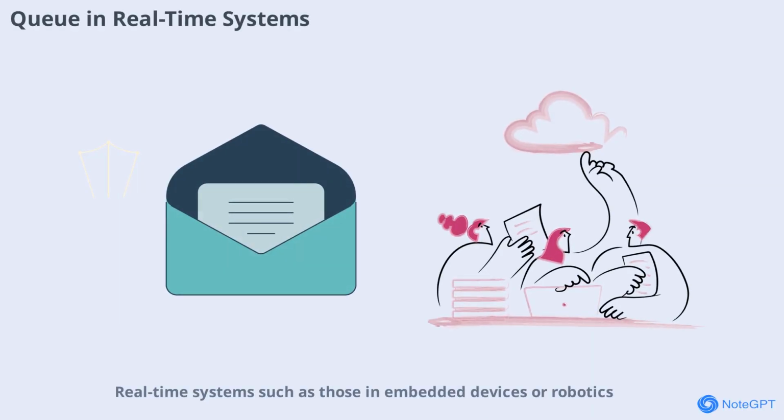Real-time systems, such as those in embedded devices or robotics, use queues to manage time-sensitive tasks. By processing tasks in the order they arrive, queues help maintain system stability and ensure timely responses to critical events.